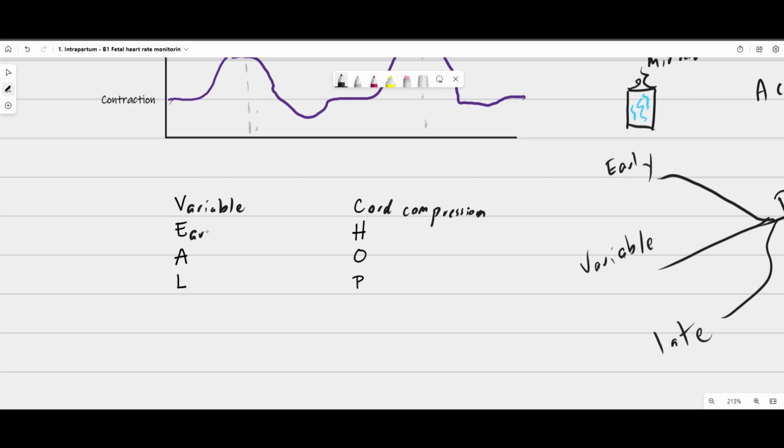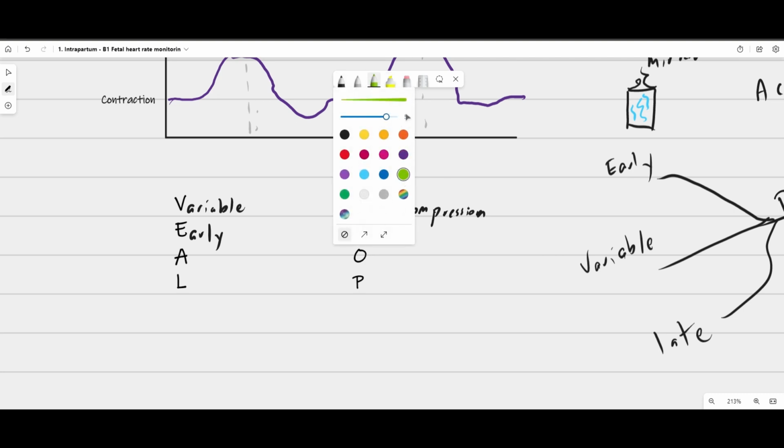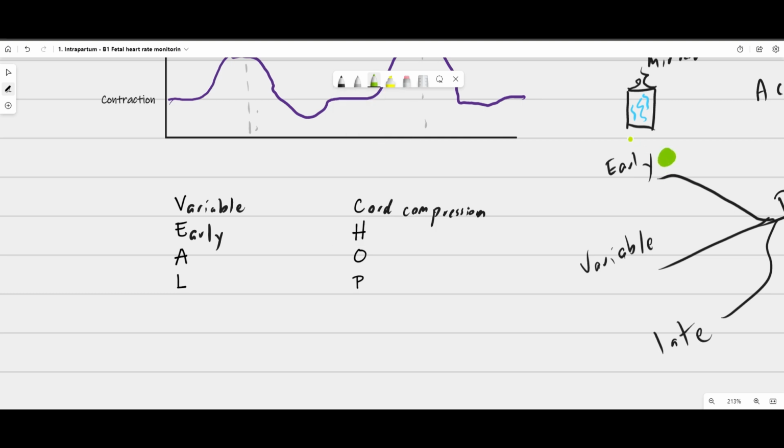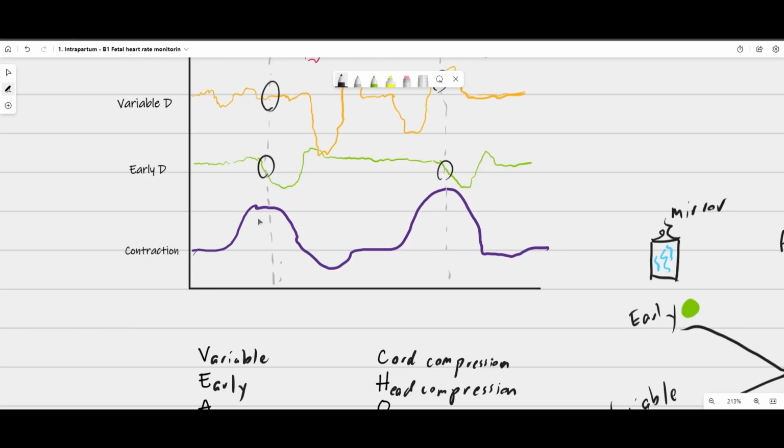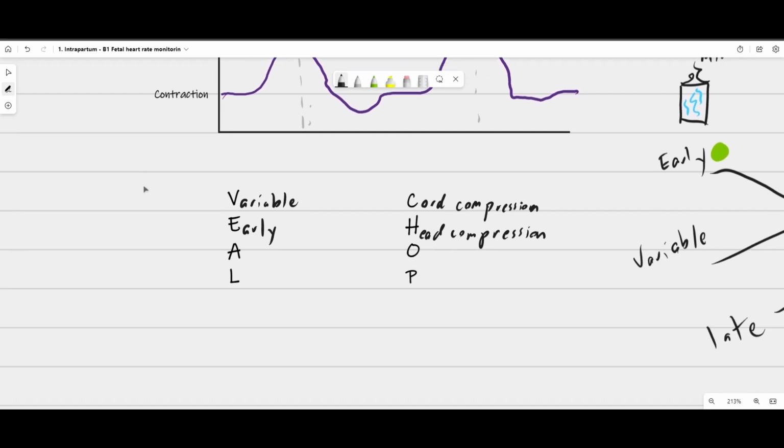So let's look at early. We're going to go back over here real quick. So early is getting a green light. Early is usually not a big deal. It's part of the normal birthing process because it's not supposed to be easy. It's pretty difficult. So this is going to be head compression. So there is a contraction, squeezes the baby's head, it goes ouch, then it comes back. Squeezes the baby's head, it goes ouch, my heart rate. It goes back down, comes back up.